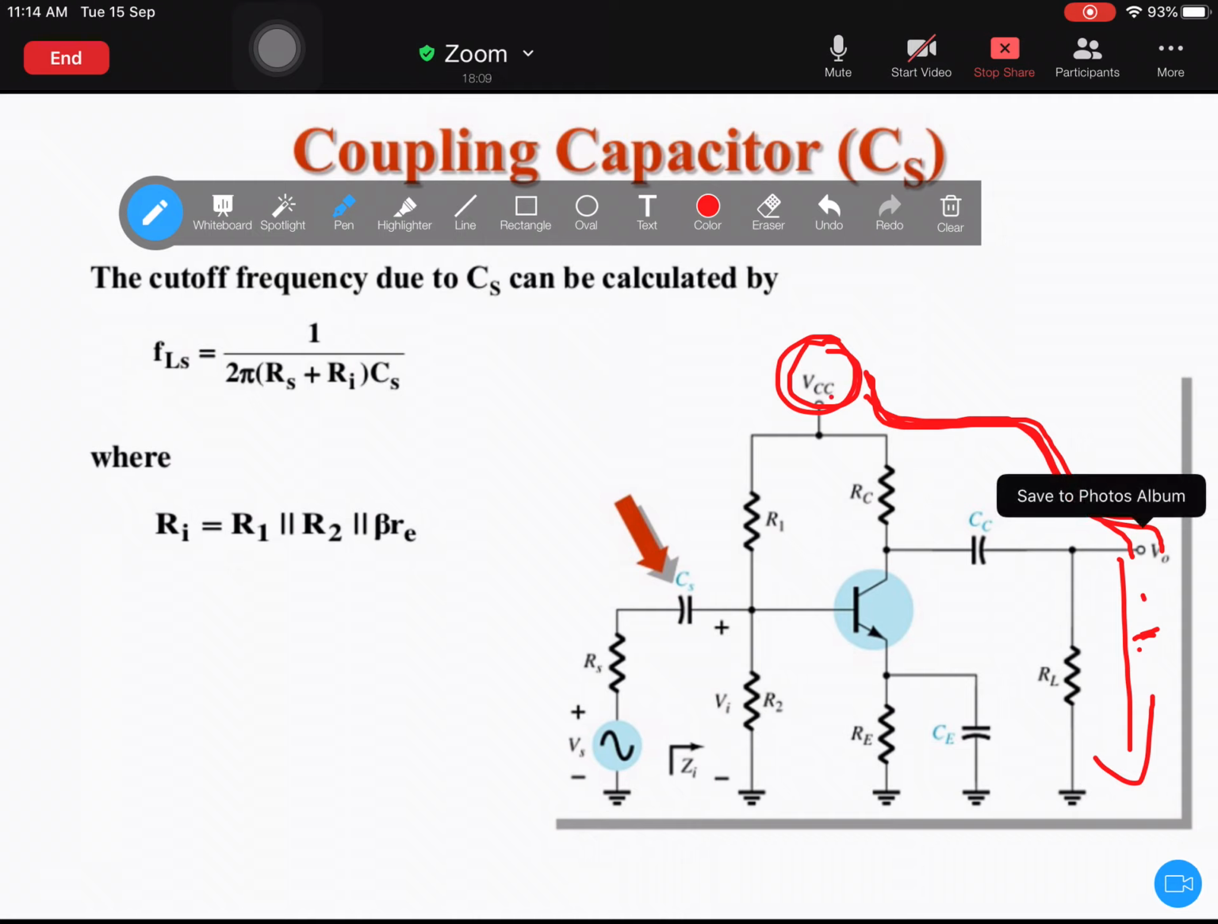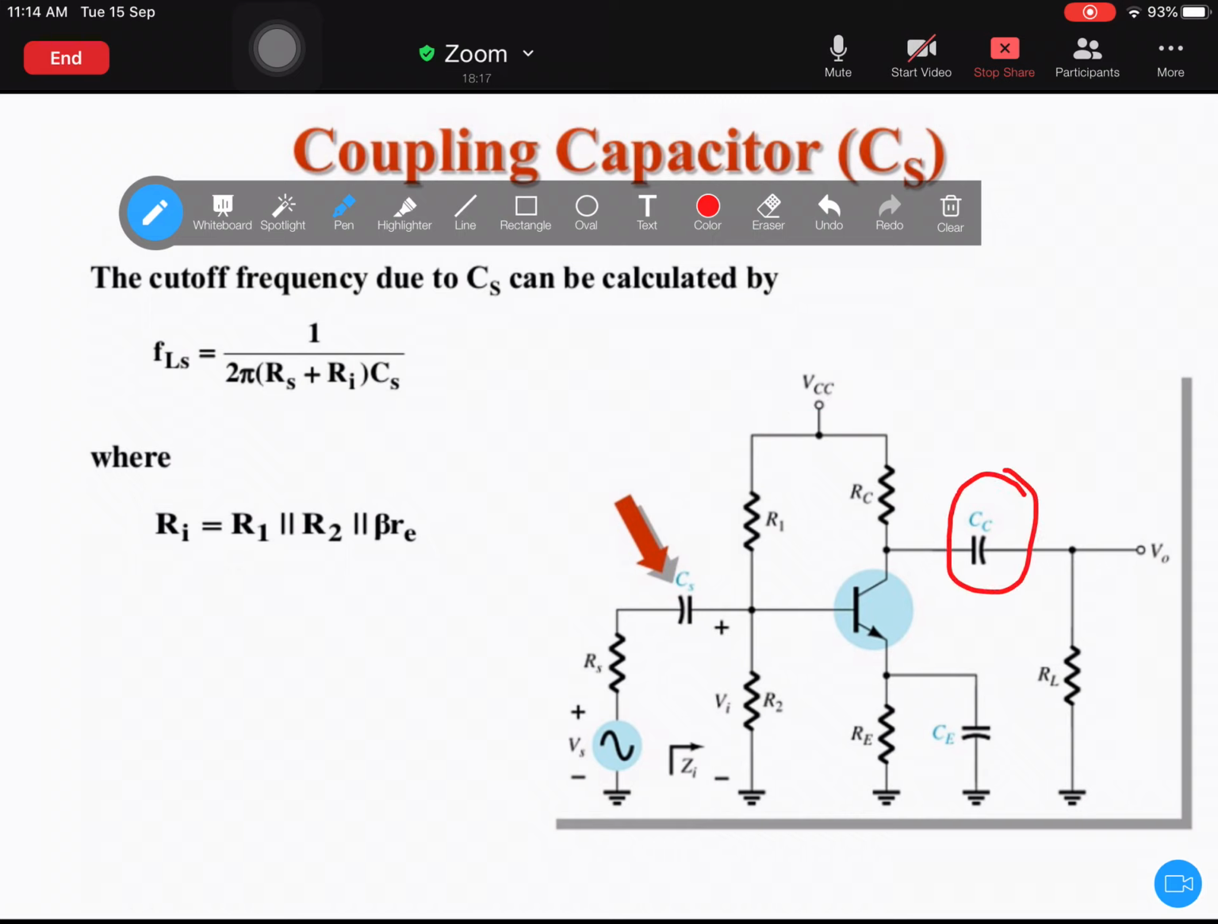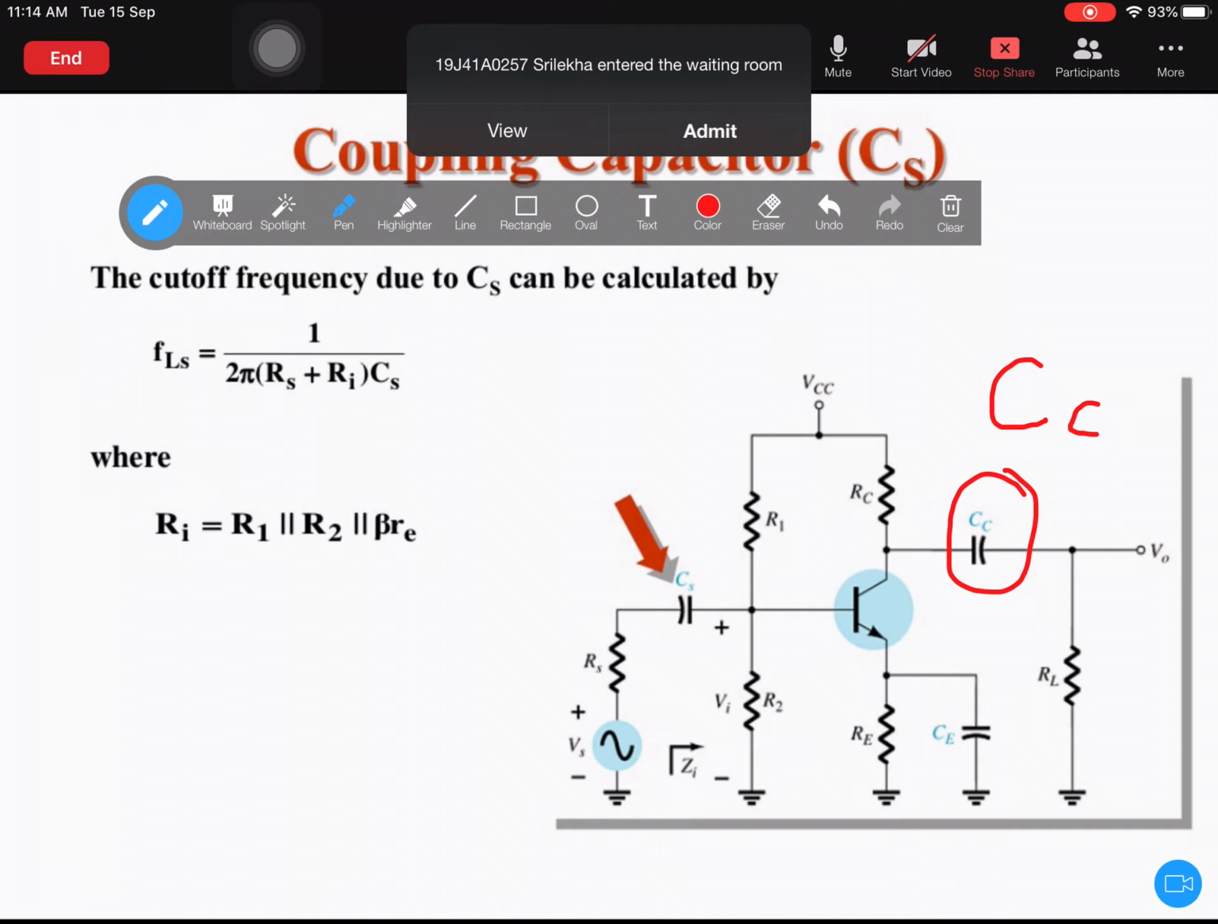Remember, this current flow is not desirable from here to the input side, and from here to the output side is also not desirable. In order to block that also, you have to use another coupling capacitor, which is CC. This CC is the coupling capacitor on the output side, as C is given because it is on the collector end. Here S is given because it is on the source end. Like that you have to remember.